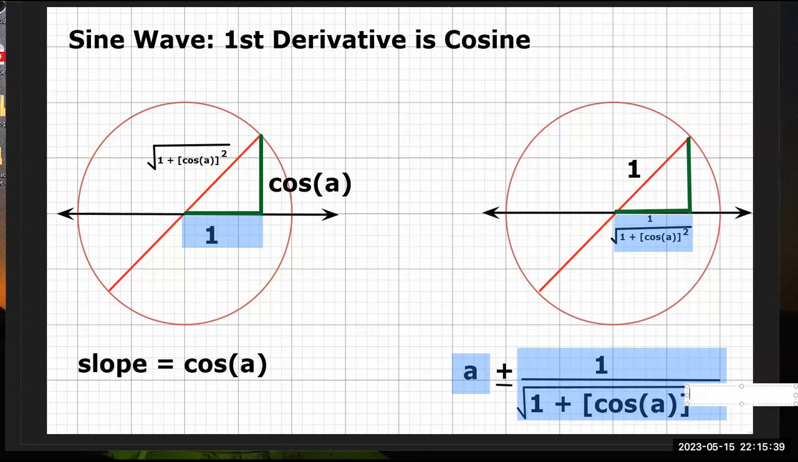And the other radius is tracked this way, subtracted from a. So this radius has the x component that is precisely a, which is the center point, minus 1 over the square root of 1 plus cosine a squared.